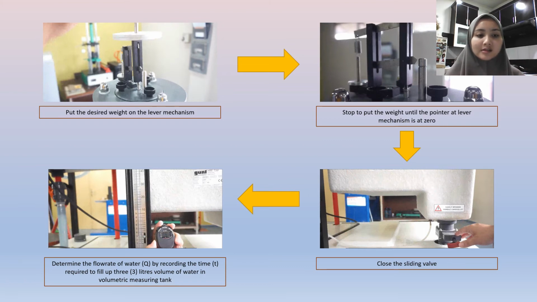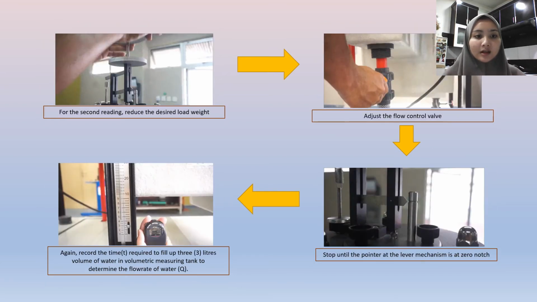The next one is to determine the flow rate of water by recording the time required to fill up 3 liters volume of water in the volumetric measuring tank. For the recorded reading, reduce the desired load weight. So we reduce the weight and adjust the flow control valve, and then we stop when the pointer at the lever mechanism is at 0, and then again record the time required to fill up 3 liters volume of water in the volumetric measuring tank to determine the flow rate of water.